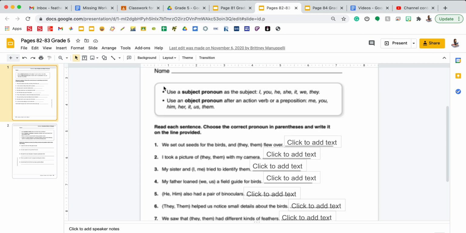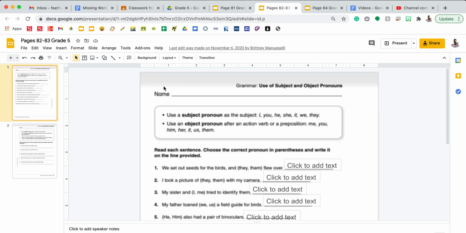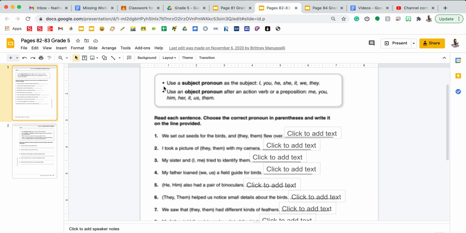Page 83, we're looking at subject and object pronouns again. So the box at the top states that we use a subject pronoun as the subject of a sentence. So those are pronouns like I, you, he, she, it, we, and they. We use object pronouns after an action verb or a preposition. These pronouns are pronouns like me, you, him, her, it, us, and them.